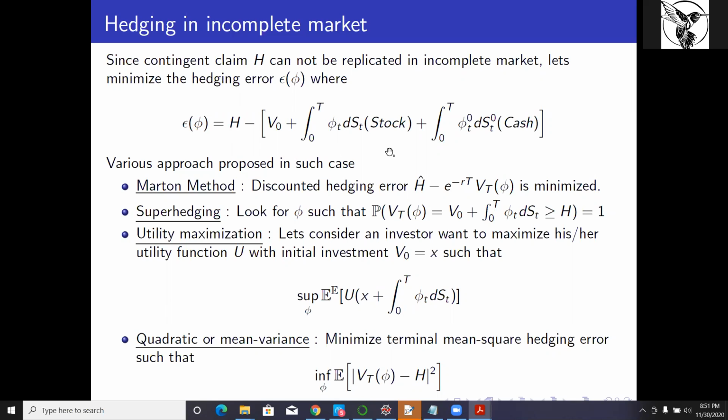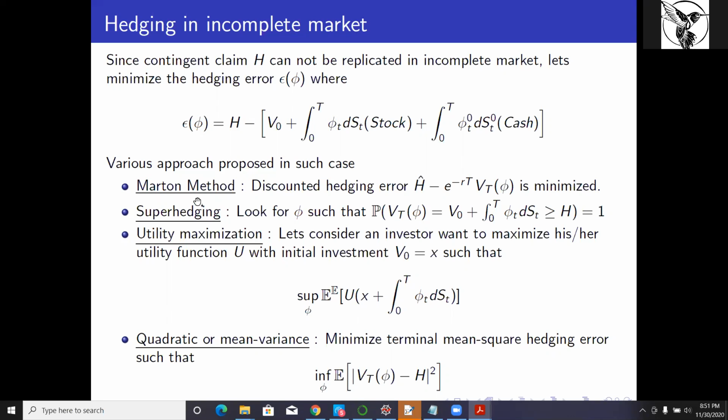So what should we do? We should try to minimize this hedging error and try to find a strategy phi. Now, for this particular case, there are various approaches taken by various researchers and scientists. There are a couple of approaches I will be discussing here.